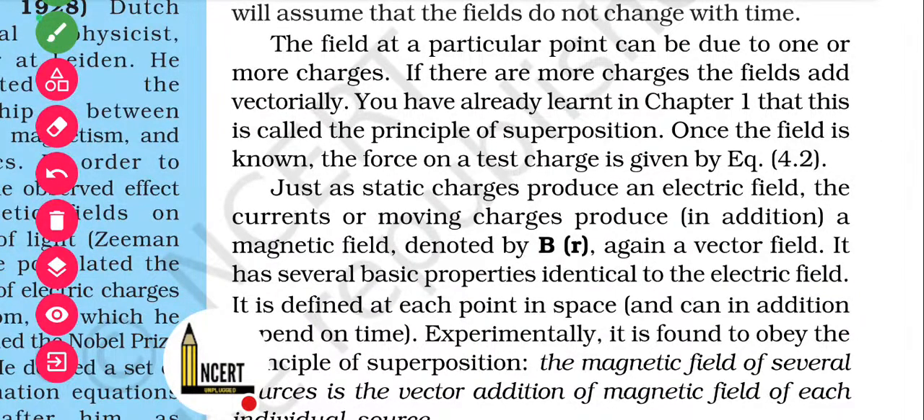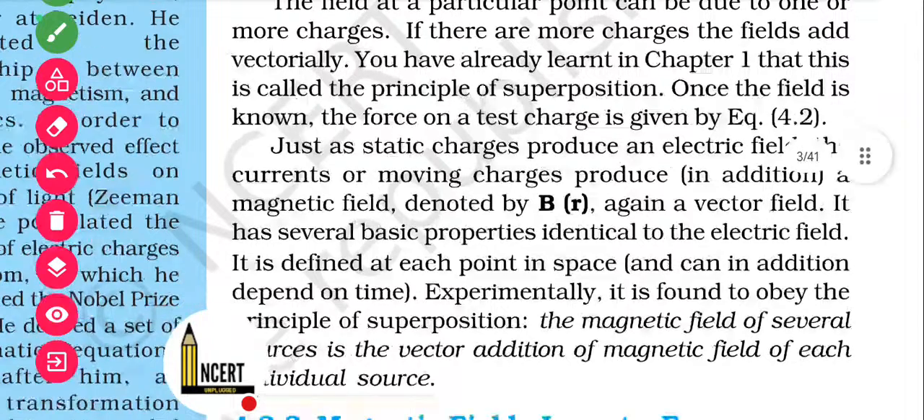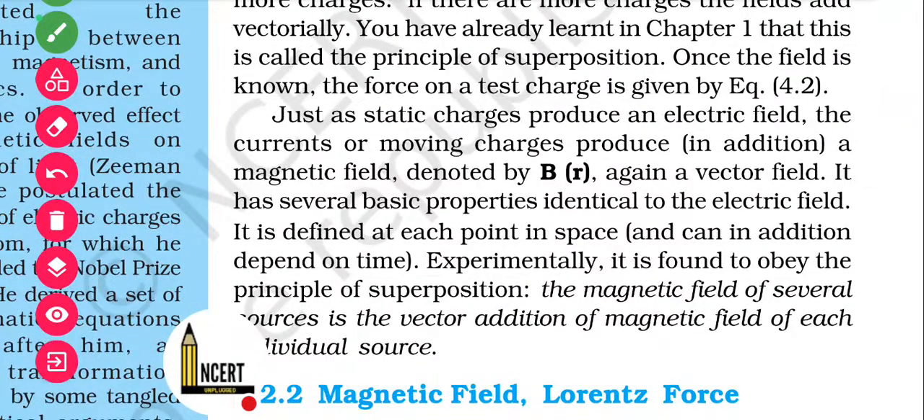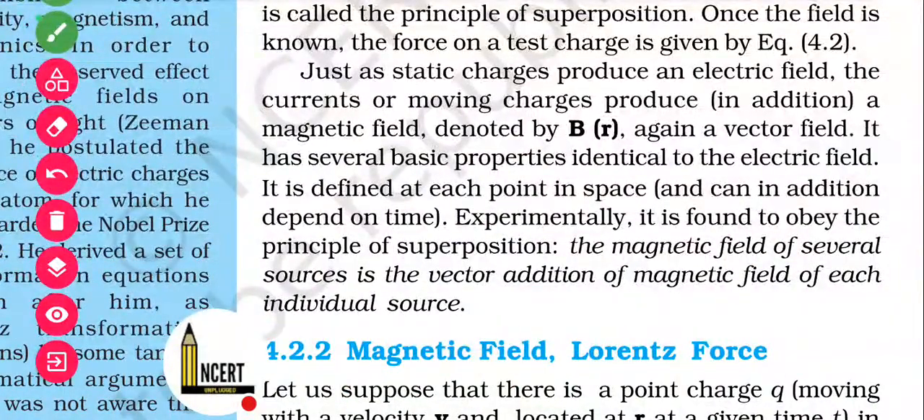The field at a particular point can be due to one or more charges. It can be one charge or more than one charge, and we apply the superposition principle. The electric field will be the sum of the individual electric field vectors. Just as static charges produce an electric field, currents or moving charges produce a magnetic field, given by B(r). The magnetic field is a function of r, the position vector. It will vary with position or distance.